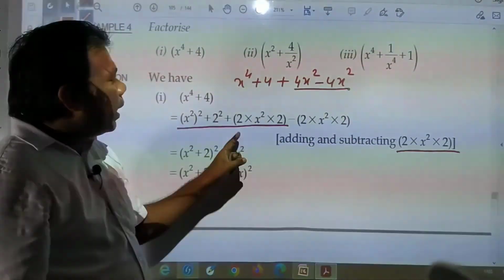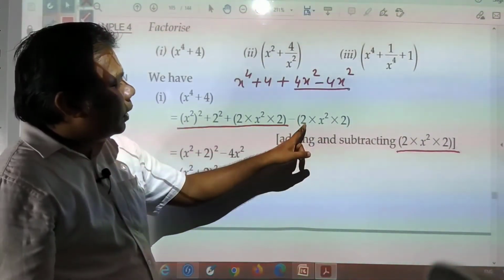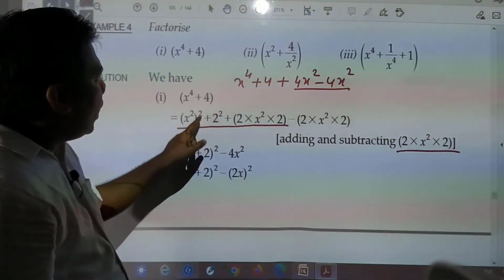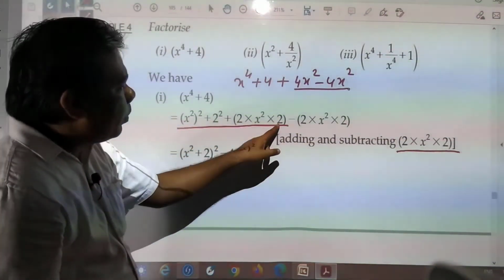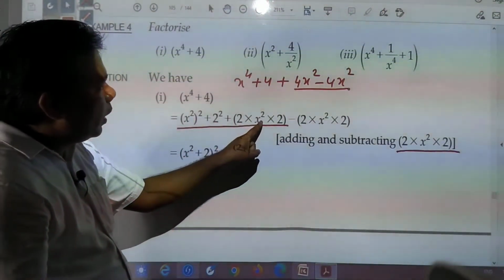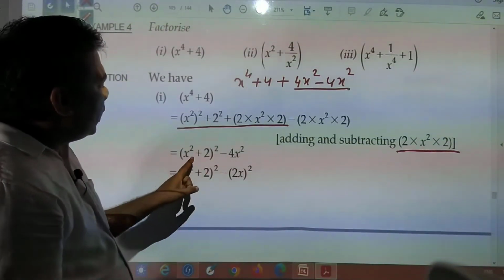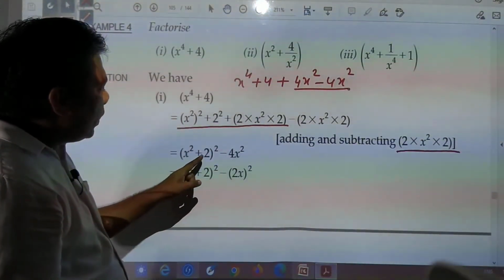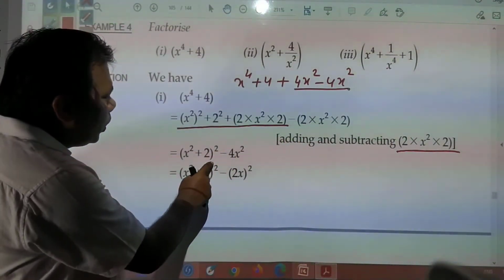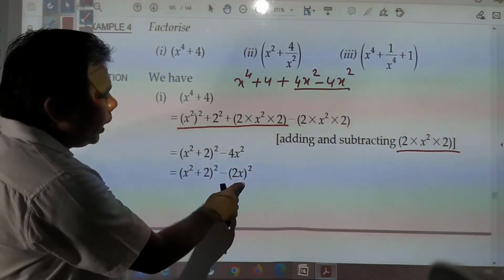So this 4x square has been written as 2 into x square into 2, and again this 4x square has been written as 2 into x square into 2. You see a square plus b square plus 2ab, in this form it came. a square plus b square plus 2ab will be a plus b whole square. In place of a you have x square and in place of b you have 2. So x square plus 2 whole square minus 4x square.